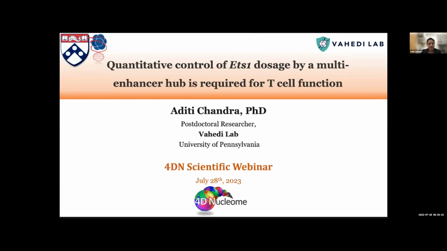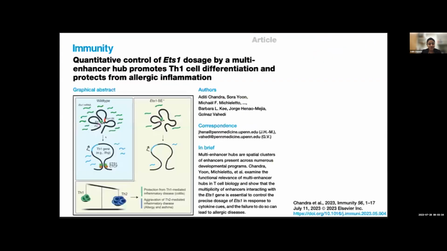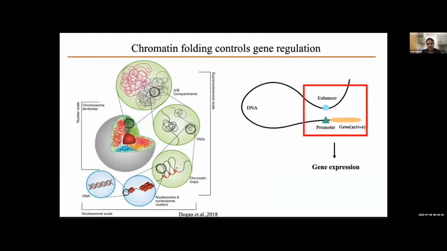With that, I would like to say that this work is recently published in the current issue of the Immunity Journal. I'd like to start with a brief introduction about how chromatin folding occurs inside the nucleus.